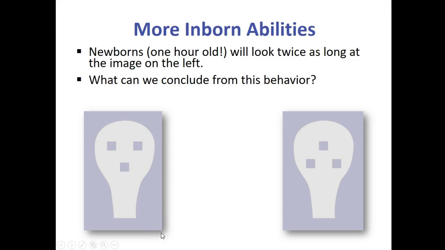Newborns just minutes and sometimes hours old also have a lot of other skills. So for instance, think about this one. If you look at the two images in front of you, the one on the left and the one on the right look very similar, and yet the one on the left is a little bit more like a human face. And indeed, if you put these in front of babies hours old and you hook them up with a device which shows the amount of time they spend looking at one image, they will look way more at the one on the left.